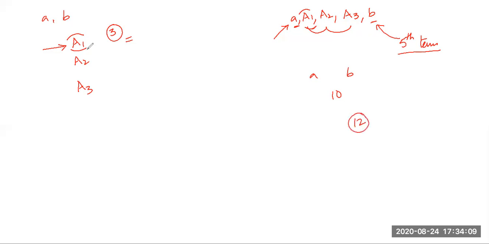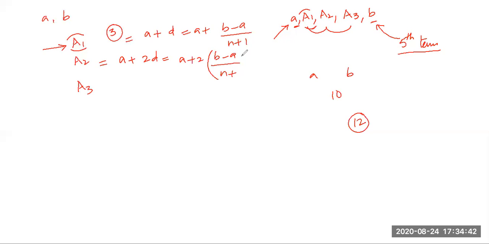Very simple. So A1, Ishma, would be the second term in an AP, which is always A, the first term, plus what? D. Beautiful. But D, we already know, is B minus A divided by n plus 1. What will be A2? The second term will be A plus 2D. Beautiful. So it will be A plus 2 into B minus A divided by n plus 1.